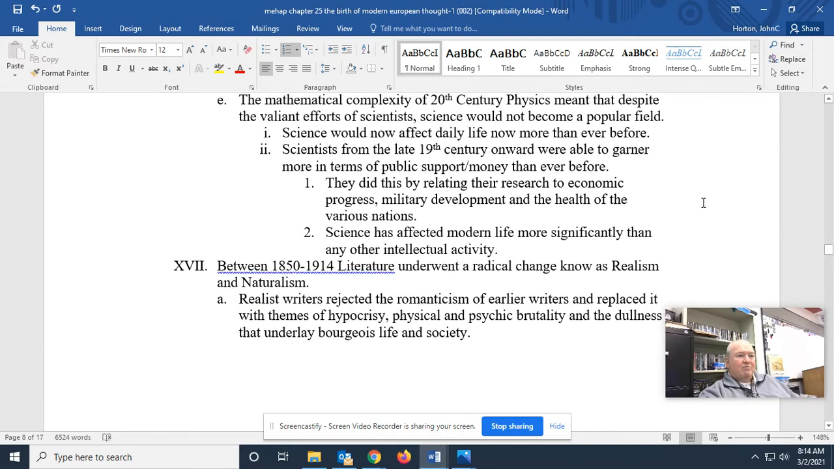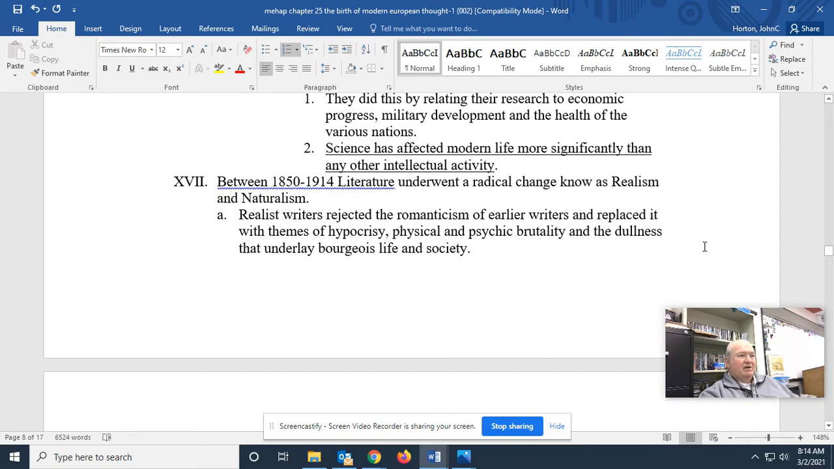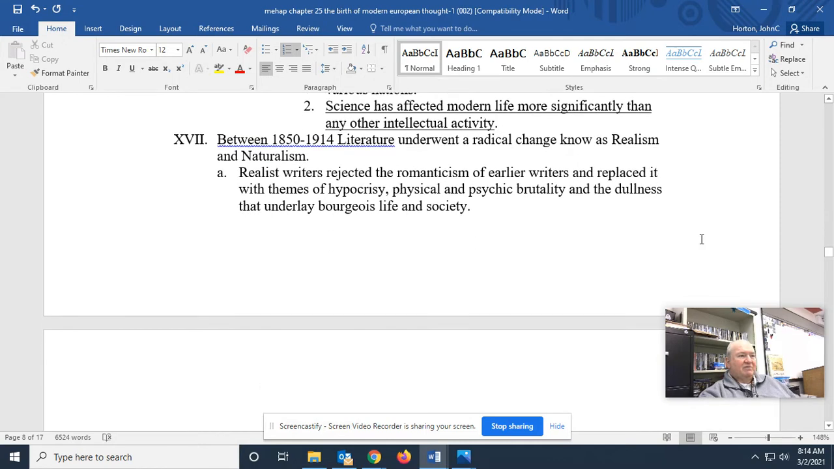Science has affected modern life more significantly than any other intellectual activity. Good thing. That's a great statement. Science has affected modern life more significantly than any other intellectual activity. We all go, oh yeah, sure, of course, well, duh. Well, it wasn't always so. Between 1850 and 1914, literature underwent a radical change known as realism and naturalism.